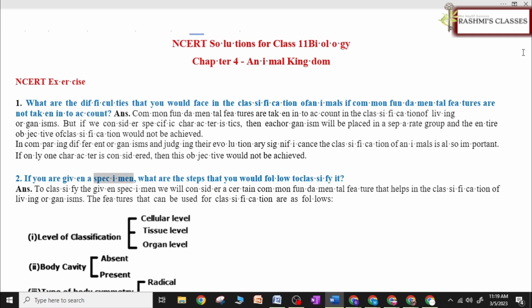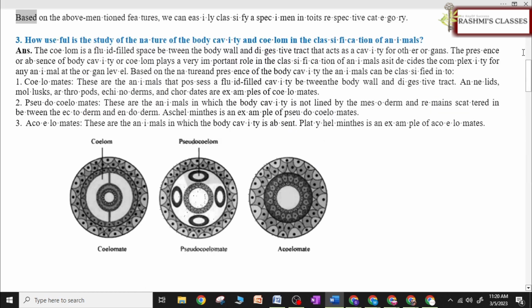If you are given a specimen, what are the steps that you would follow to classify it? To classify the given specimen, we will consider certain common fundamental features that help in the classification of living organisms. The features that can be used for classification are as follows. Based on the above-mentioned features, we can easily classify a specimen into its respective category.